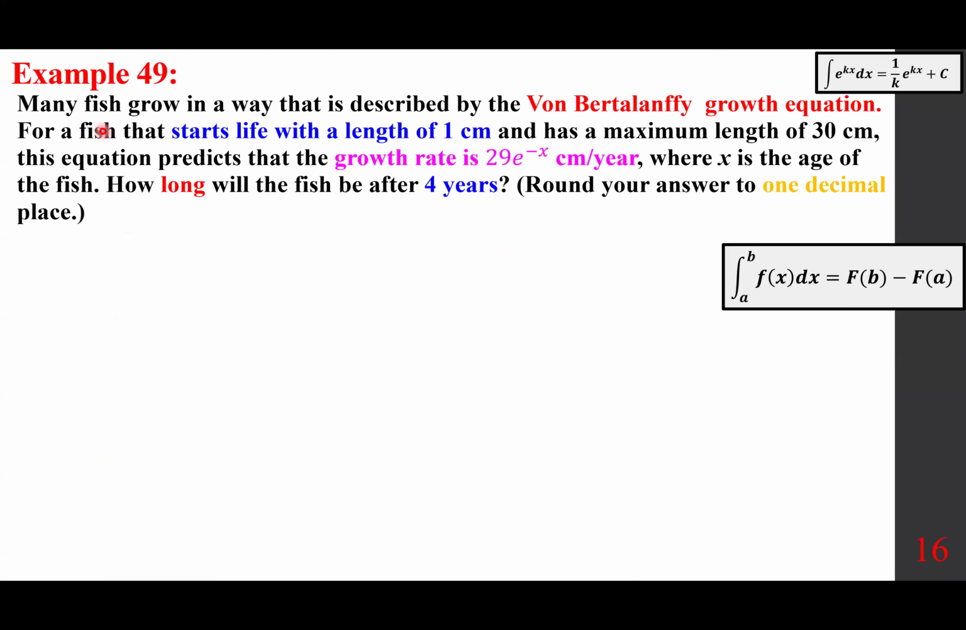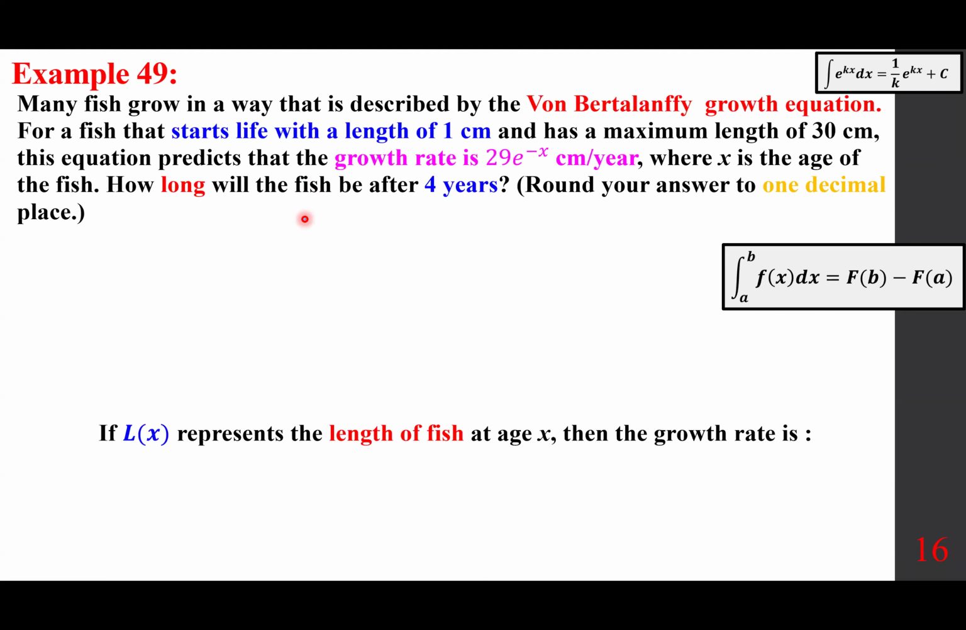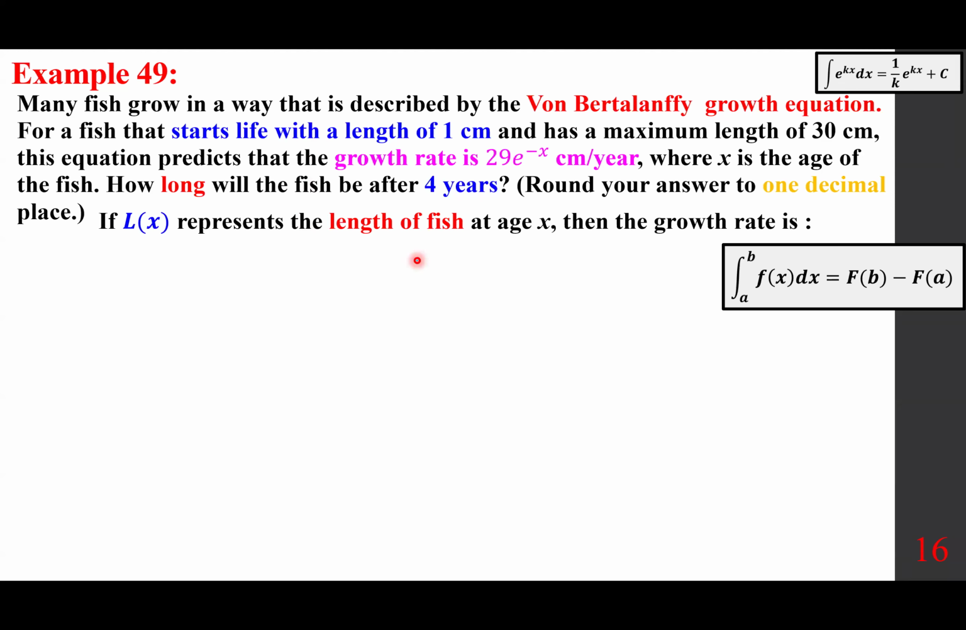Many fish grow in a way that is described by the von Bertalanffy growth equation. For a fish that starts life with a length of 1 centimeter and has a maximum of 30 centimeters, this equation predicts the growth rate is 29 to the power minus x centimeters per year, where x is the age of the fish. How long will the fish be after 4 years? Well, we let L of x represent the length, then its derivative L prime or dL/dx is this one, and the initial value is this one.